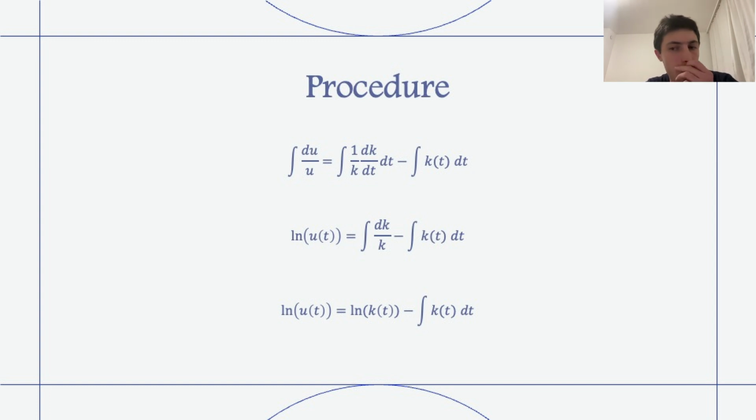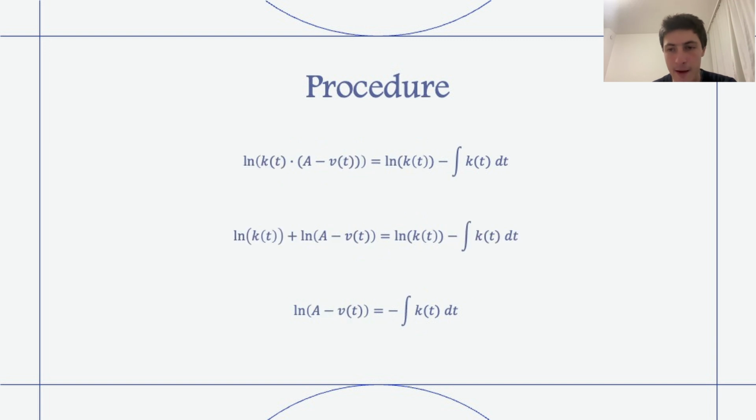Since we can't solve the integral of k of t dt because we don't know what k of t is, we can only solve the first term on the right hand side. And so we have logarithm of u of t equals logarithm of k of t minus the integral of k of t dt. We expand again, so we knew that the definition of u of t is just k of t times a minus v of t. We replace that back, and we use the properties of logarithm.